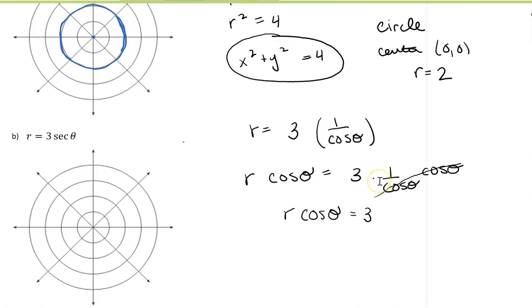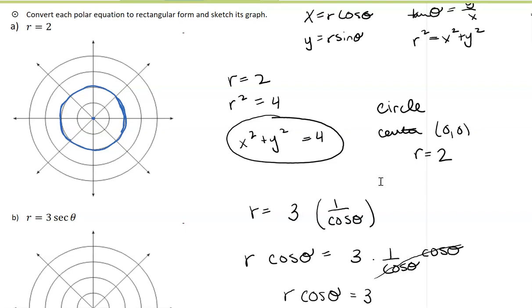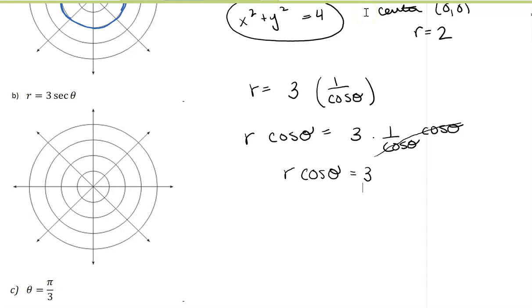Now why am I interested in that? Because I know that r cosine of theta is the same thing as x. So this is saying x equals 3. And I know that x equals 3 is a vertical line, 1, 2, 3, through the point 3, 0, and just going up and down.